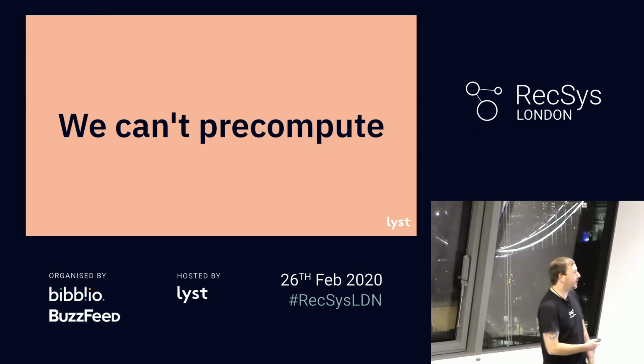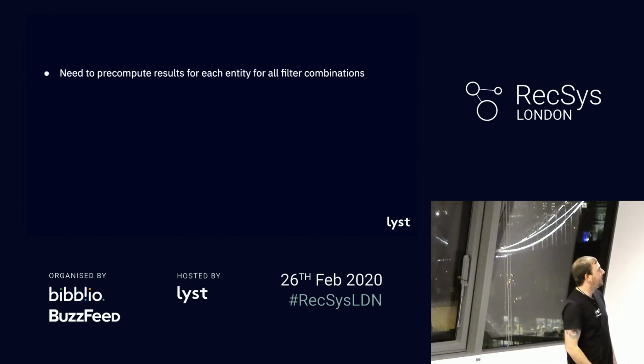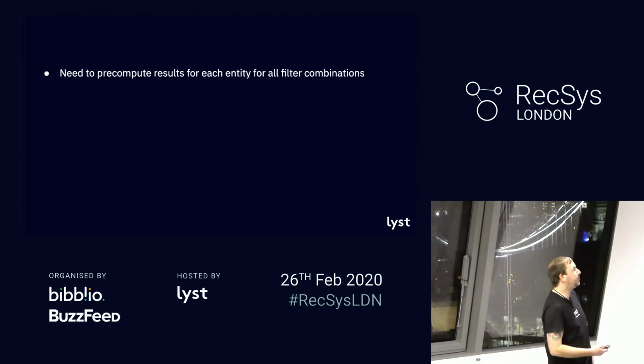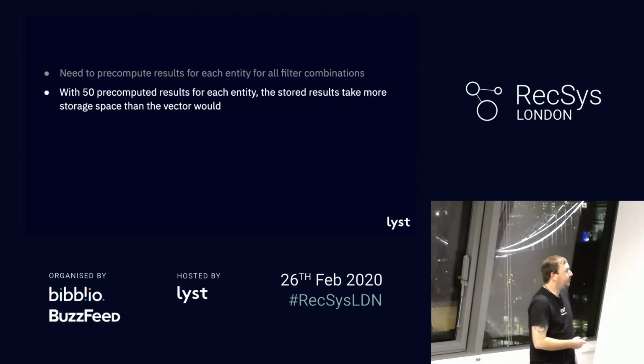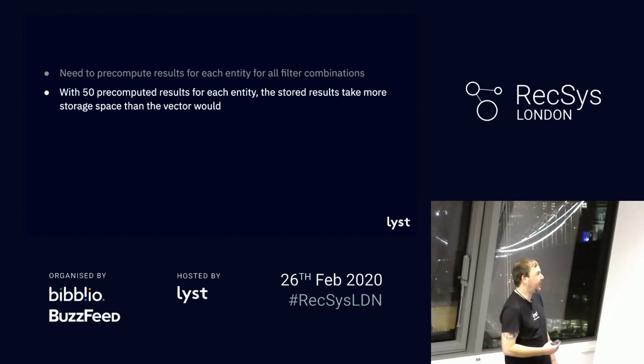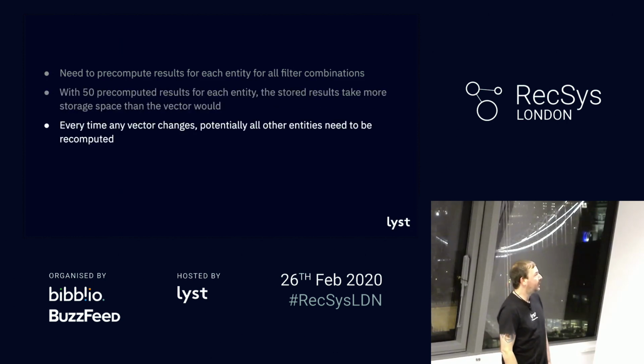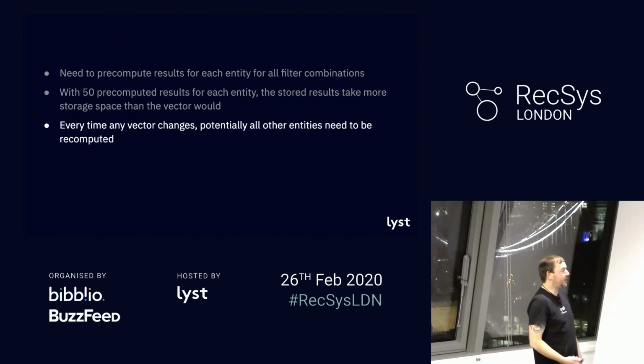So what this means is we can't pre-compute. You end up having to pre-compute results for all of the filter combinations that you want. At the end of the day, if you do 50 pre-computed results, you actually take the same size space as a vector does in the first place. So you might as well just store the vectors. And then every time any vector changes, so any product gets updated, we have to go find any other product that might be related to this product and try to update that as well.